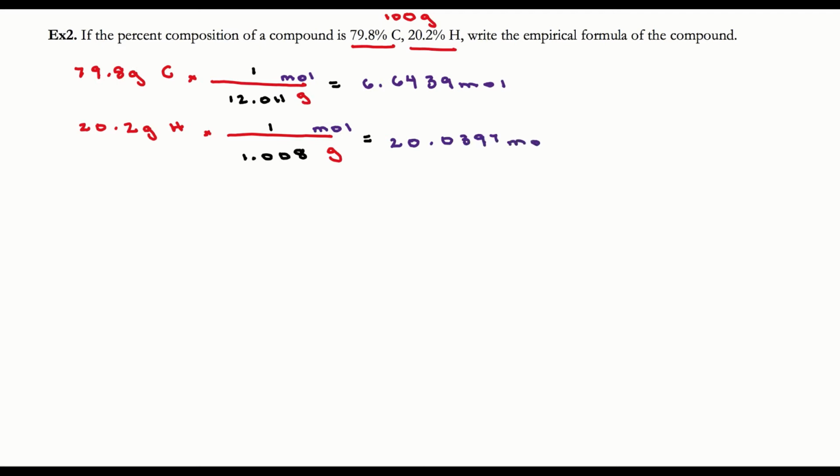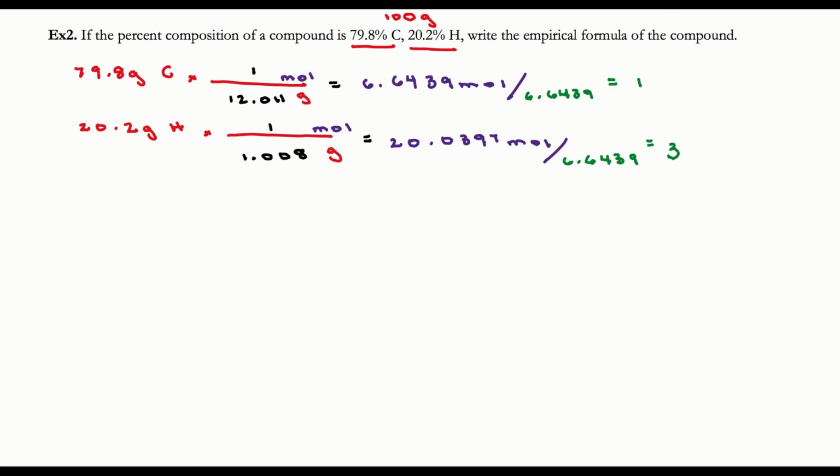Okay. In order to determine the ratio, I now need to divide by the smallest number of moles, which in this case is my 6.6439. Okay, so I'm going to divide both of them by that. Okay. Obviously, the one up top, this is just going to become 1. Now when I take 20.0397 and divide it by 6.6439, I get 3.016. So I am comfortable rounding that just to 3 because I've got 3.0 something.